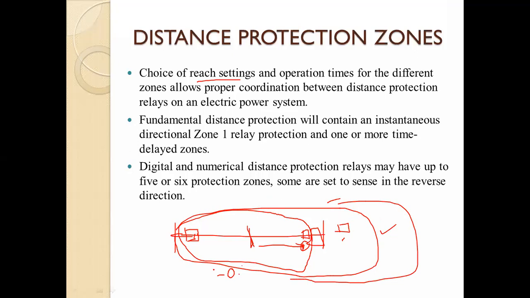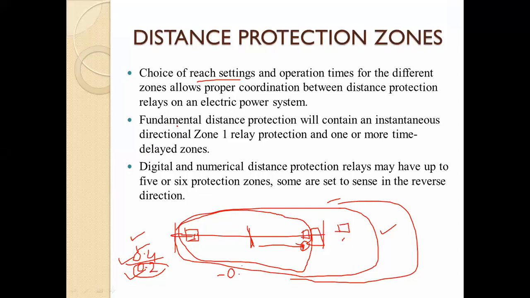We have seen the relay coordination: if one relay fails to operate, then the second relay will operate. There is a time-graded system, where time is set for each and every relay. Suppose the first relay operates at 0.2 seconds; if it fails to operate, after 0.4 seconds the second relay should operate. That is your relay coordination, and it is required for the proper operation of your electric power system.